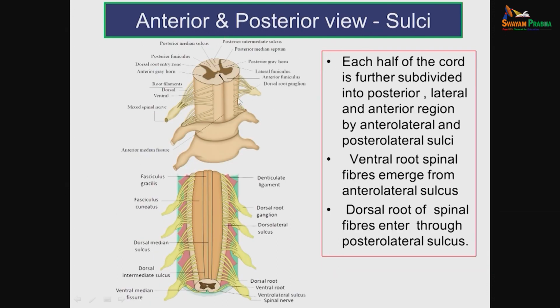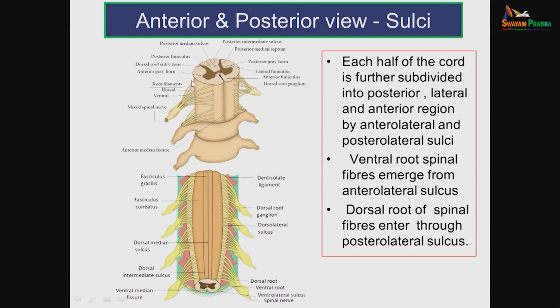So, this picture shows that each half of the cord is divided into anterior, lateral and posterior regions because of the presence of two anterolateral sulci anteriorly and two posterolateral sulci posteriorly. Please understand that from the anterolateral sulci, ventral roots are emerging. This is the posterior view. From the posterolateral sulci on either side, the posterior roots are emerging.